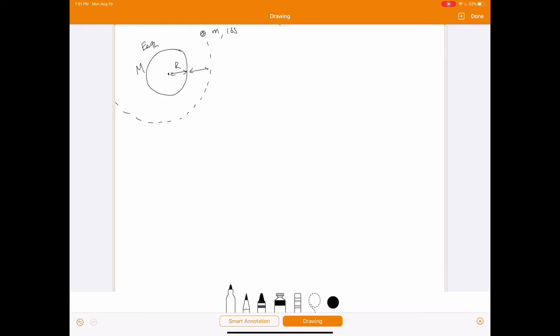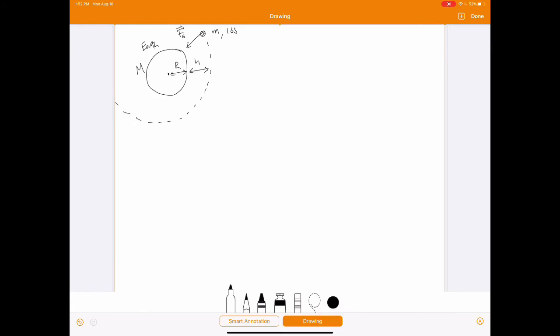Now we're told that the space station orbits some height above the Earth, so we'll call that h. And then we can label on the diagram the force of gravity. Okay, so Fg is the force of gravity that the space station is feeling. And we know it's attractive, so it's pointing towards the Earth, just like that.